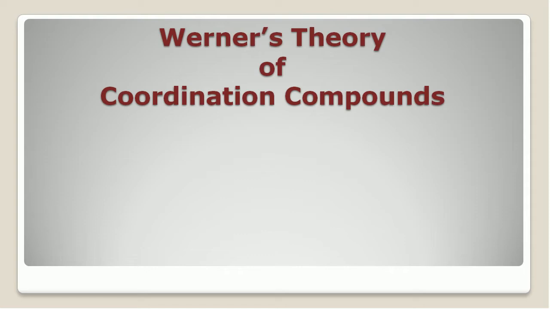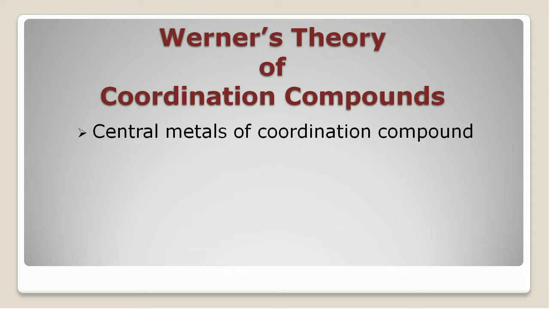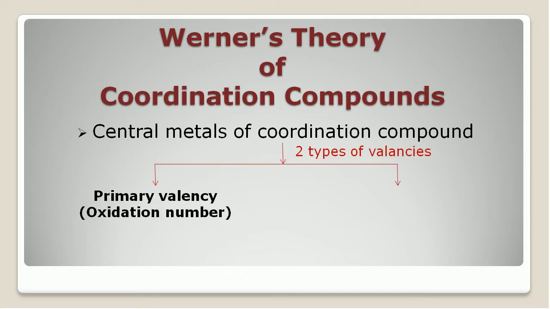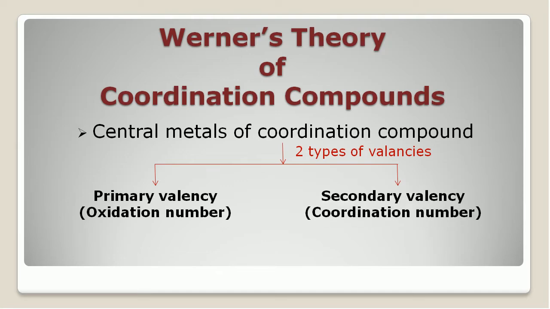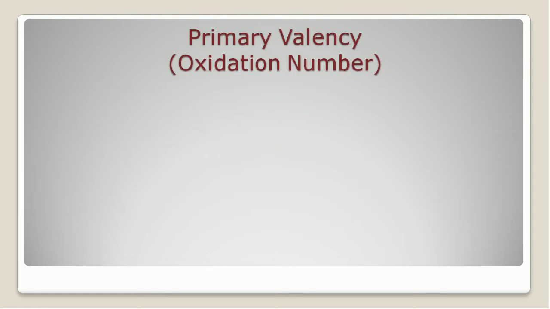According to this theory, the central metal of a coordination compound has two types of valencies. That is the primary valency, which is given by the oxidation number of the central metal, and the secondary valency, which is given by the coordination number of the central metal. Let us study about these valencies one by one. At first, the primary valency.